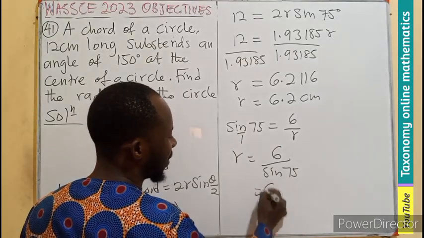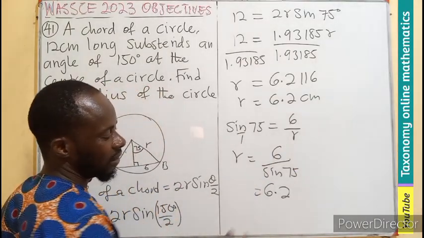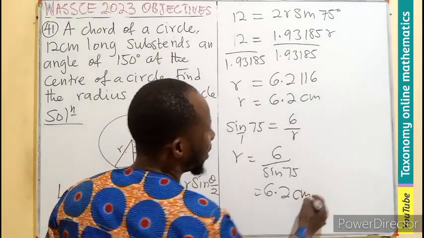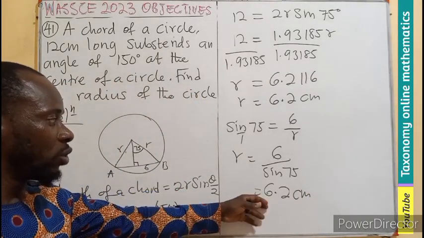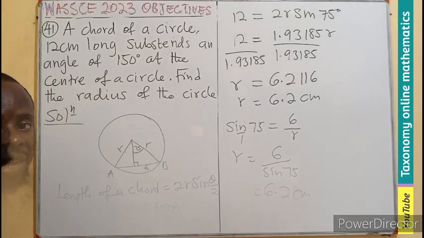And that will still give us 6.21166, which is still the same. I know you prefer the short method. You can go for the short, or you can still use the formula.